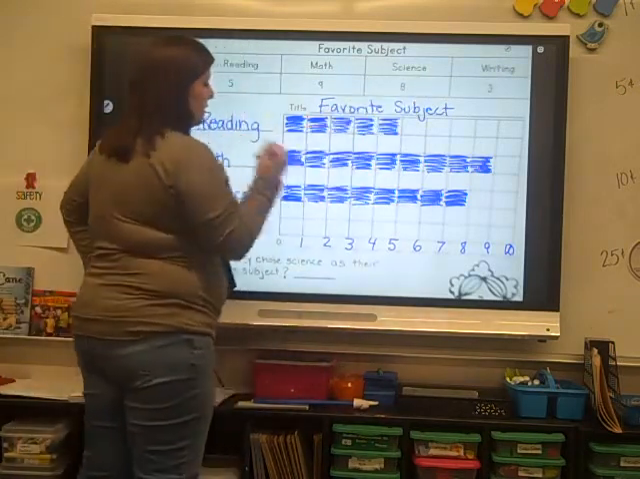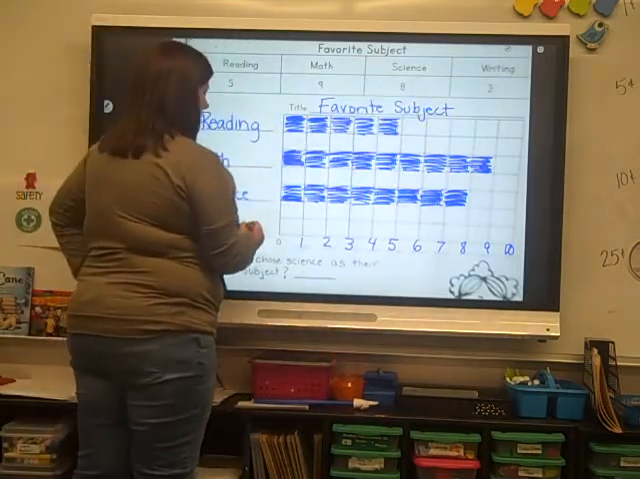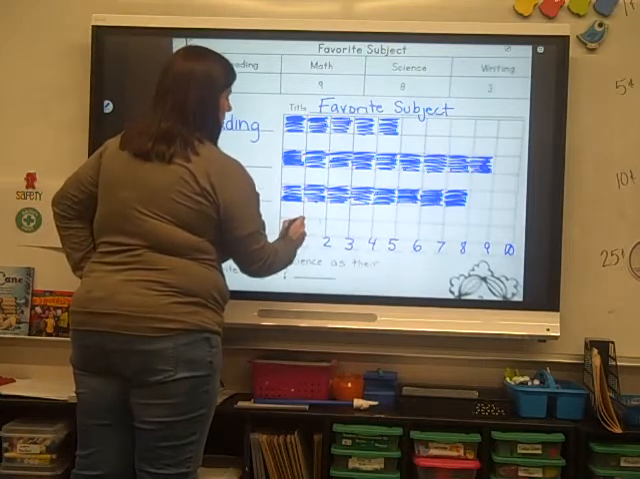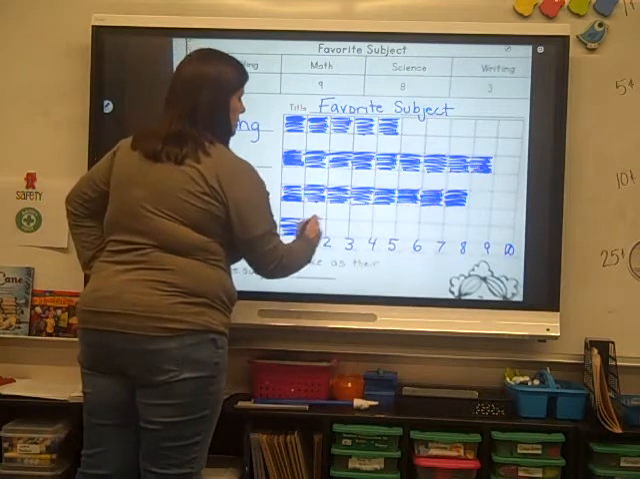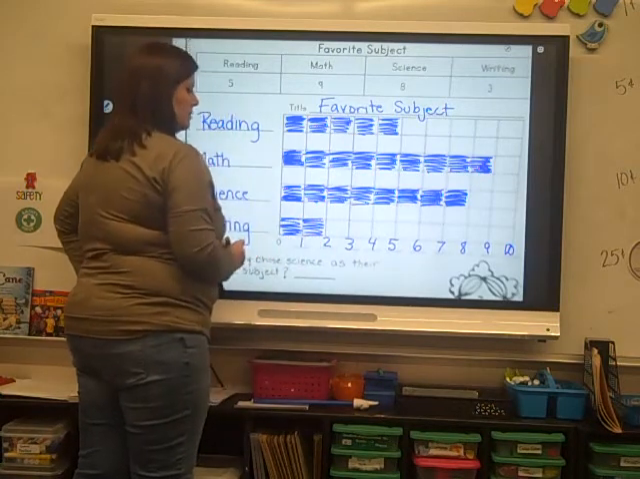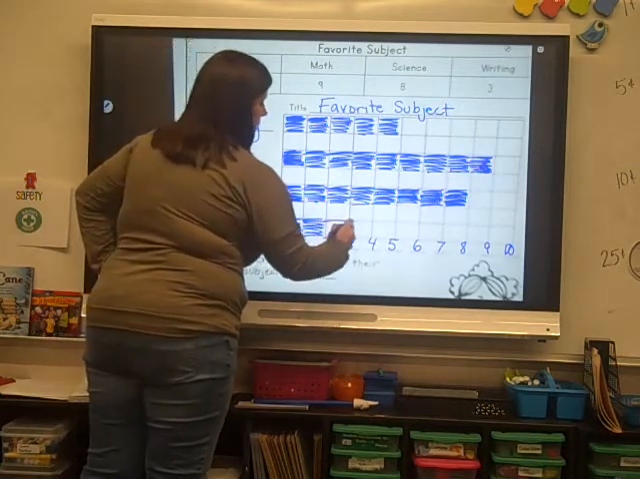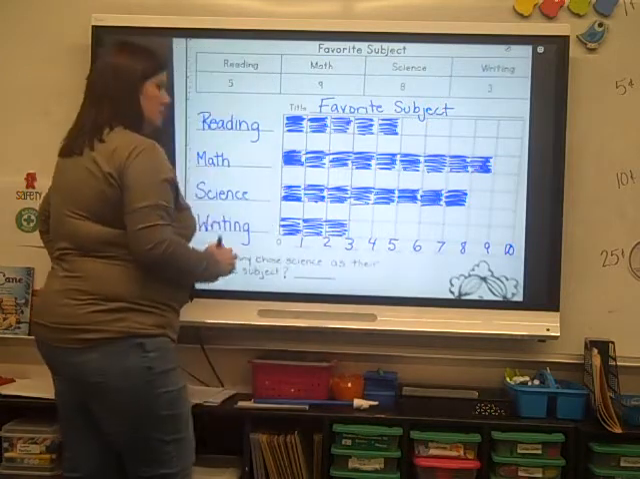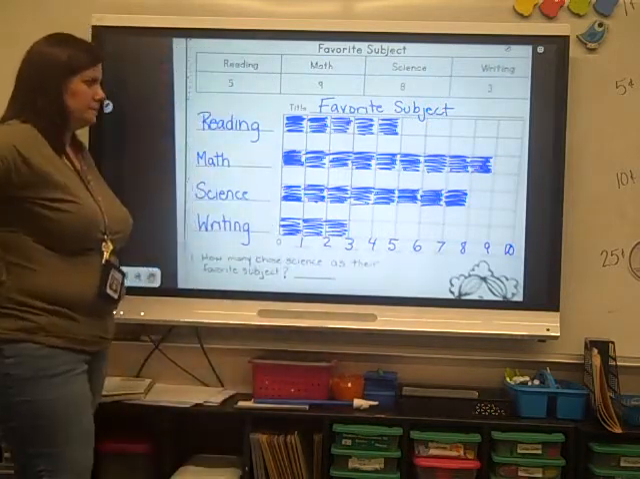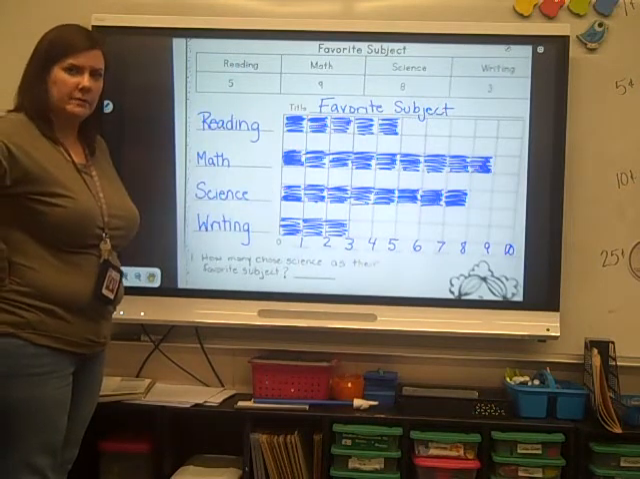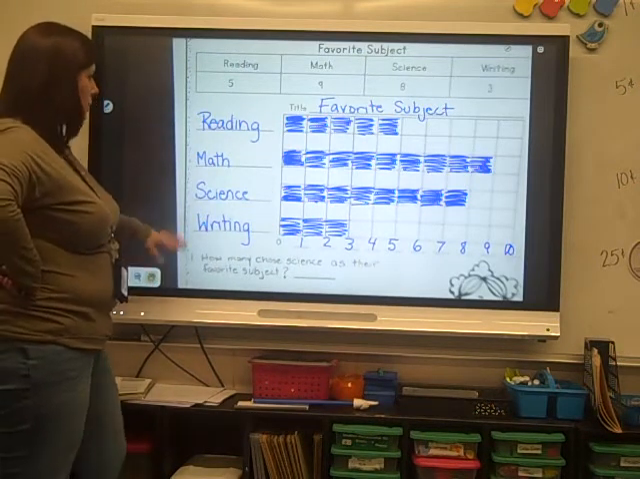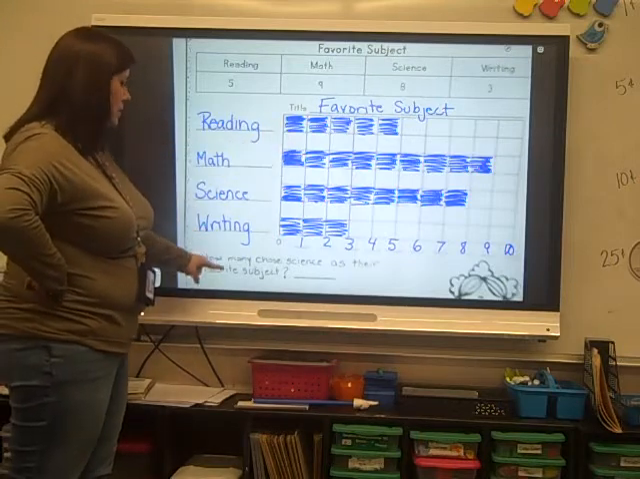Writing only got 3 votes. So 3 boxes. 1 vote, 2 votes, 3 votes. All right. Now, you've done a bar graph. Okay? So we're going to look at our graph to answer our questions.